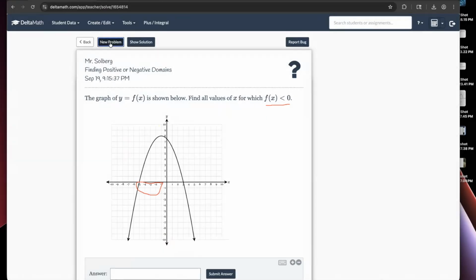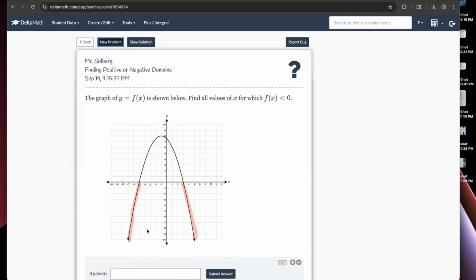Let me do another one here. So yeah, something like this, once again. Sorry, trying to get my highlighter here. Okay, so it wants, once again, the negative, less than 0. So negative would be anything below the axis. So you have this piece that's below and this piece that's below, right? Because that piece is above the axis.